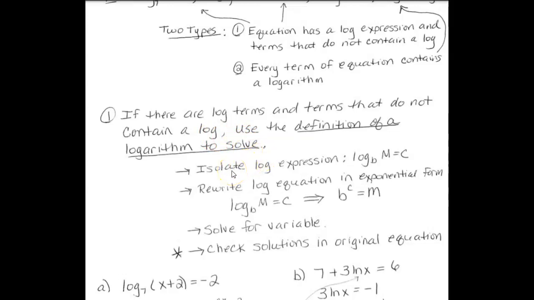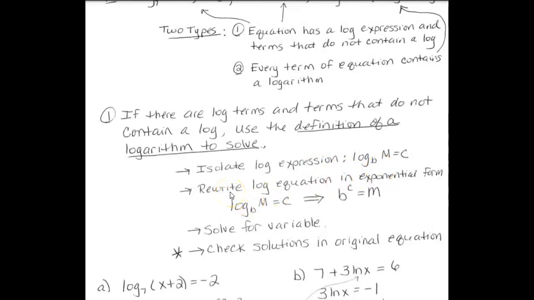So in those cases, our first step is to isolate the log expression. In other words, rewrite the equation, condense any logs together, put the log expression on one side of the equation and any numbers that don't contain the log on the other side. So make it look like this.